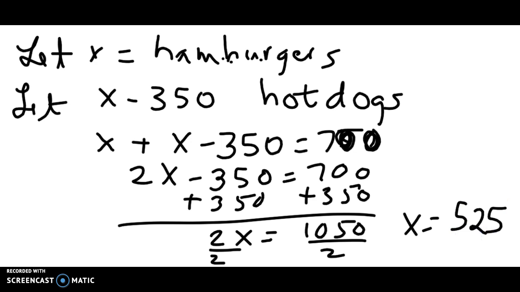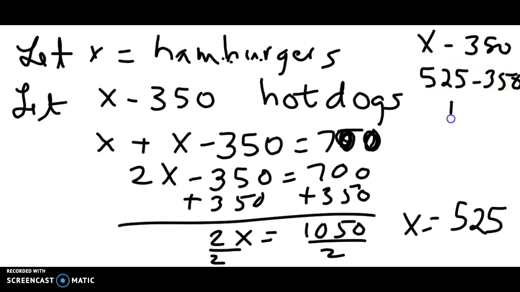So remember, x is your hamburgers, right? X represents my hamburgers. So now I'm going to check and see how many hot dogs I have. Well, I'm going to substitute it in the expression. So now I'm going to substitute in 525 minus 350, and that gives me 175. So I now have 175 hot dogs and 525 hamburgers. If I add those two together, you're going to get 700.